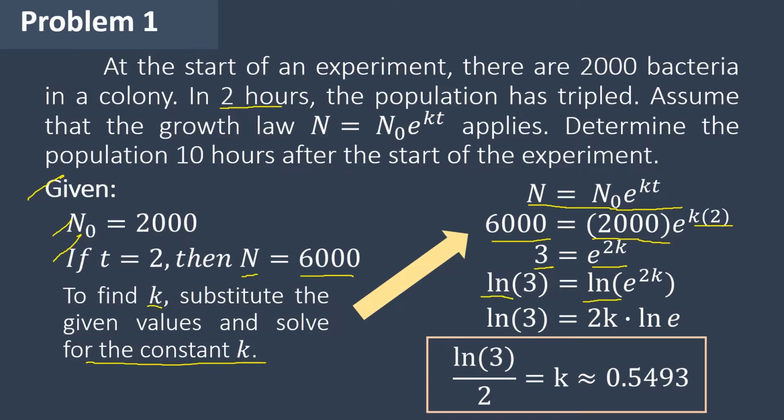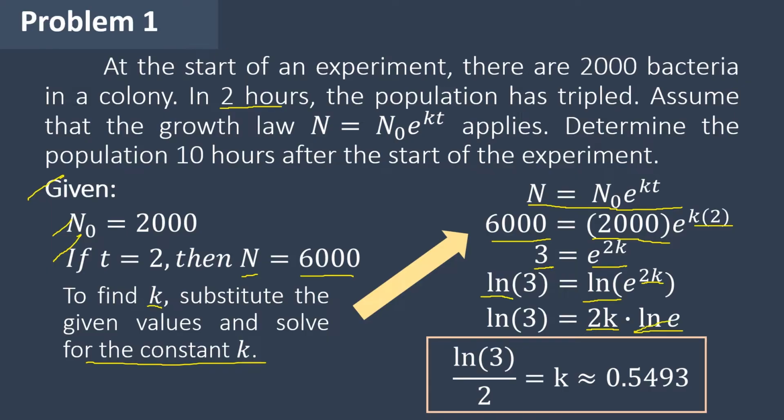So by definition sa logarithm natin, yung exponent natin, pwede natin siyang ilagay sa baba or as numerical coefficient ng natural logarithm natin. Okay, so yung 2k na exponent magiging 2k times ln of e. And also by definition, if we're going to get the natural logarithm of e, that would be equal to 1. So yung matitira na lang sa right side ng equation natin would be 2k.